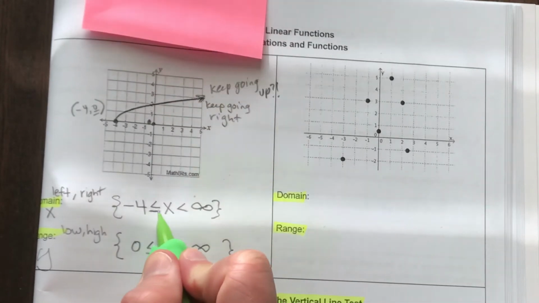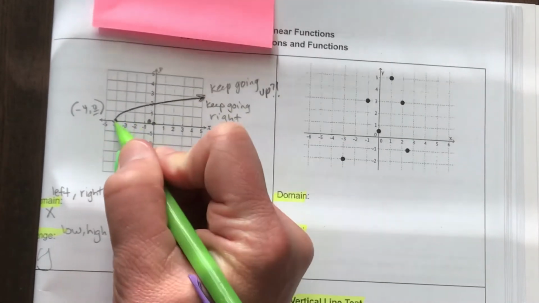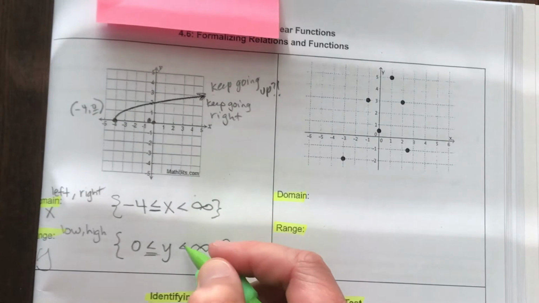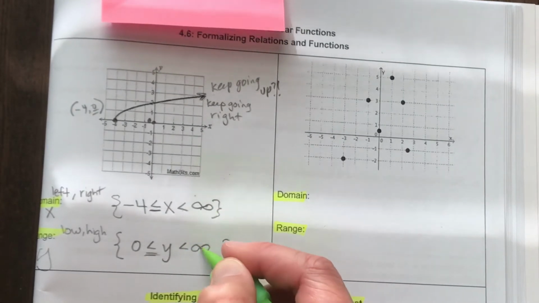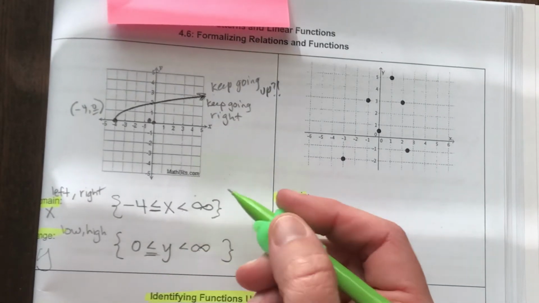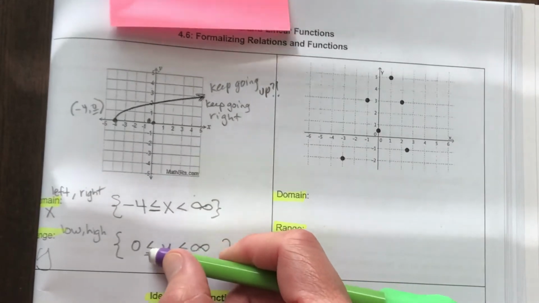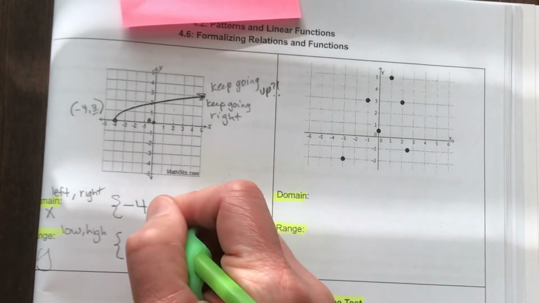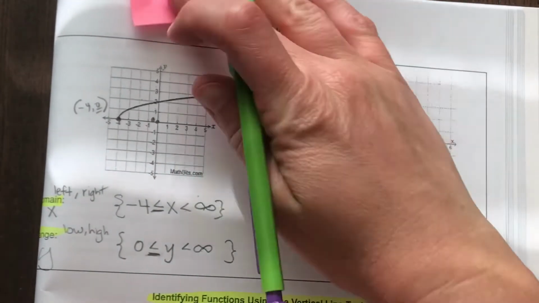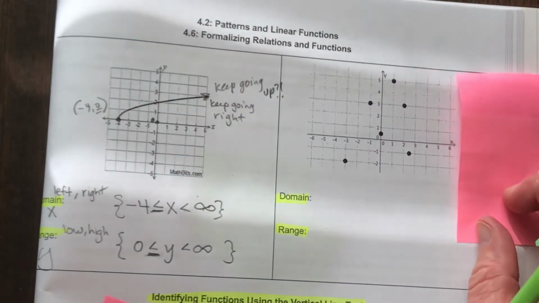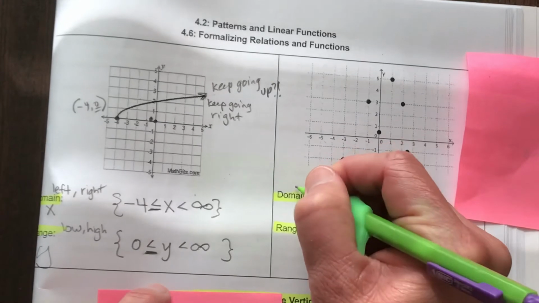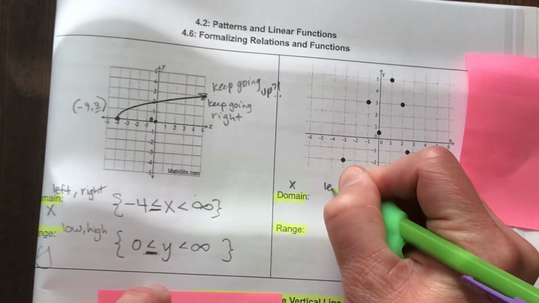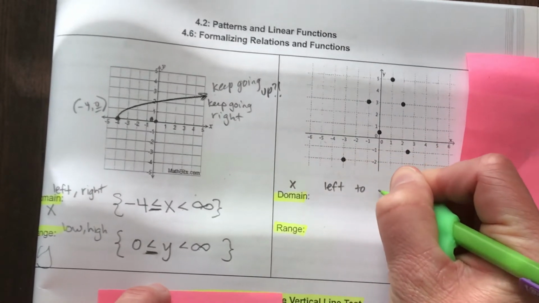Now notice how I have the equal to here because of this closed point, but you can never equal infinity. So anytime you use one of these symbols, you cannot use the equal to symbol there. So equal here, not equal here. Okay, so again, left to right, low to high. My domain is my x values, and we want to write left to right.